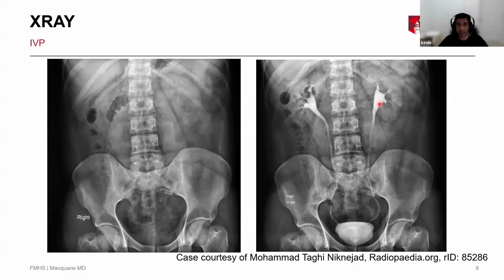But you can see the lovely collecting system, the calyces, the ureters, and you can see it all the way down to the bladder, and you can see contrast in the bladder, and it outlines the bladder nicely. All right.